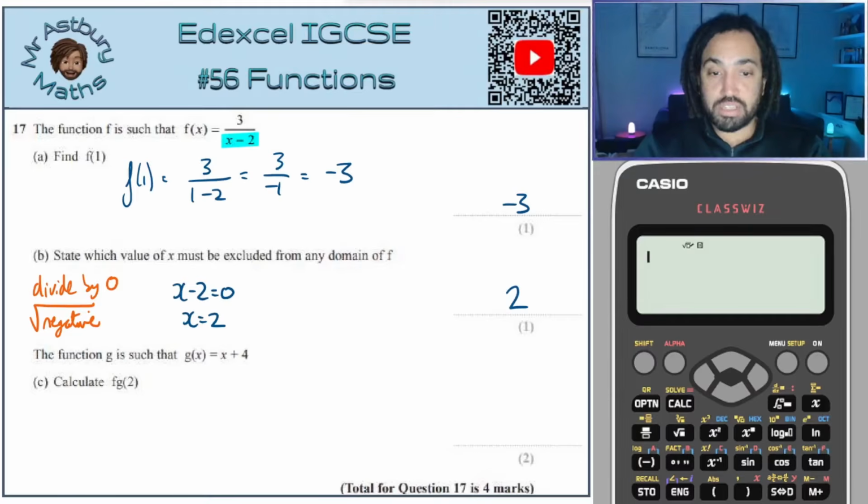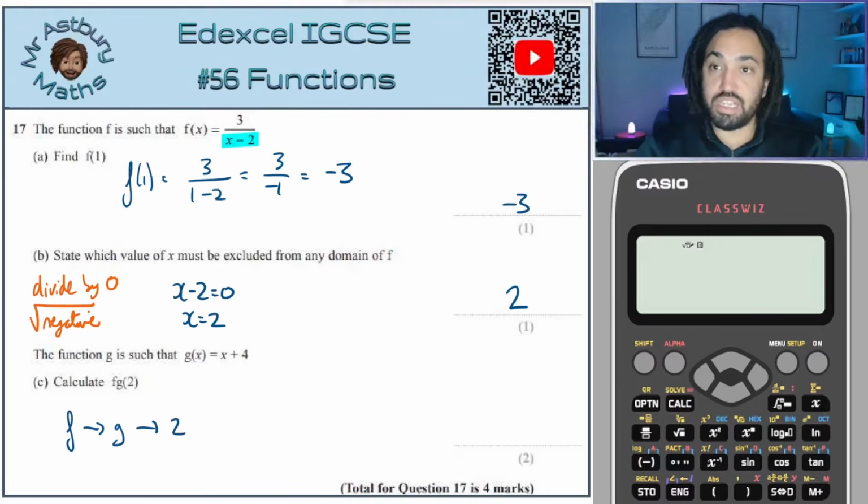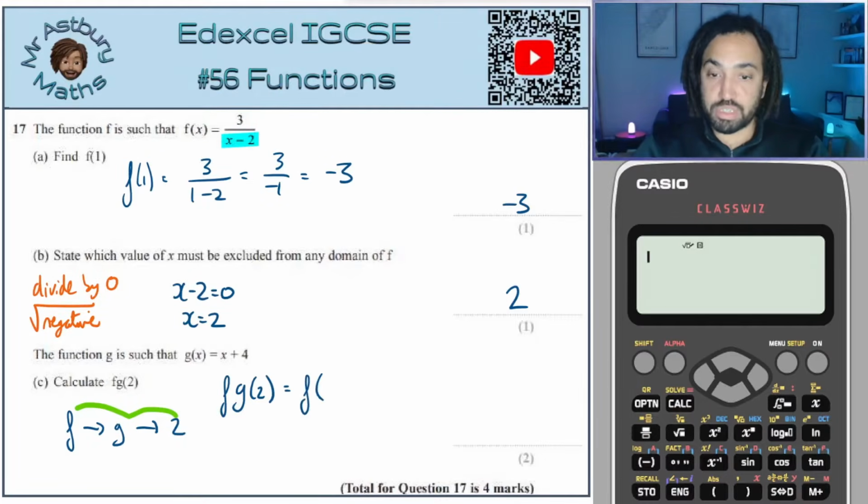Okay, next part is we have another function, g of x, and it's asking us to calculate f of g of 2. So what does this mean? Well, this means that I need to put 2 into g, and then to put that into f. So we go backwards like this. So put it into g, and then put the answer into f. So f of g of 2 is the same as f of whatever g of 2 is.